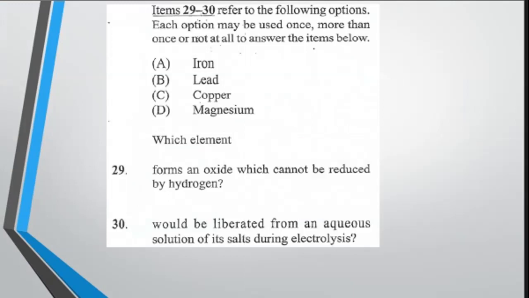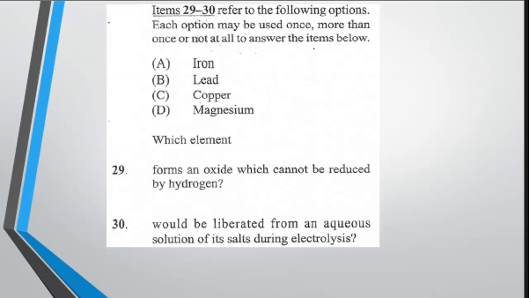All right, questions 29 and 30 refer to the following options. Each option may be used once, more than once, or not at all to answer the items below. We have iron, lead, copper, and magnesium. Which element, 29, forms an oxide which cannot be reduced by hydrogen?